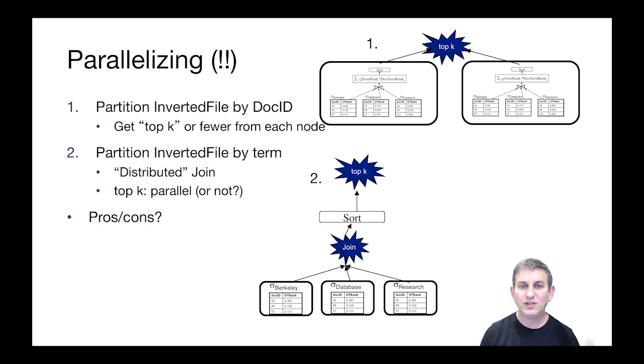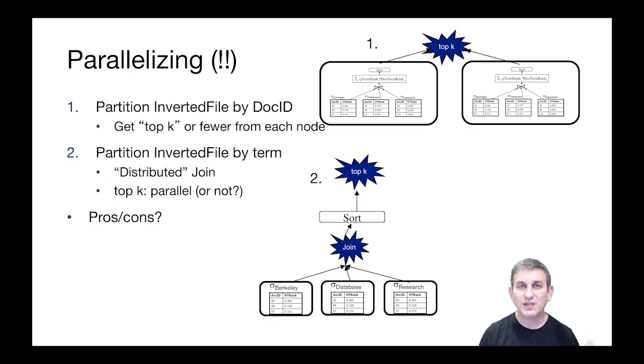And now we have to compute a distributed join amongst all three of these nodes, merging their doc ID lists together. And that can happen with a variety of distributed join schemes. So it can happen in parallel, or we can simply ship the results of all of these index lookups to a single node for joining.